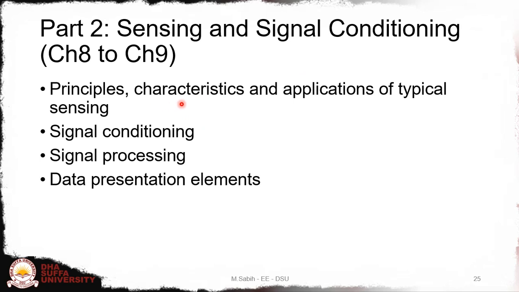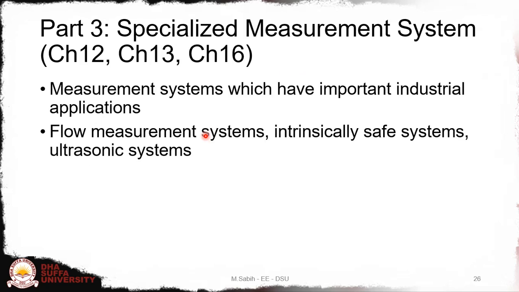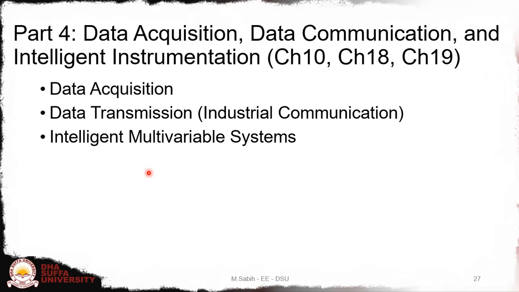The second part is about sensing and signal conditioning, and this is all about some common types of sensing elements, their principles, and then signal conditioning: how to design deflection bridges, operational amplifiers, instrumentation amplifiers, and all this stuff. Then we have the third part, which is about the specialized measurement systems. It is from chapters 12, 13, and 16. We will focus on the flow measurement system, which is chapter 12, intrinsically safe systems, chapter 13, and ultrasonic systems from chapter 16. And we will do some real practical calculations for some practical scenarios.